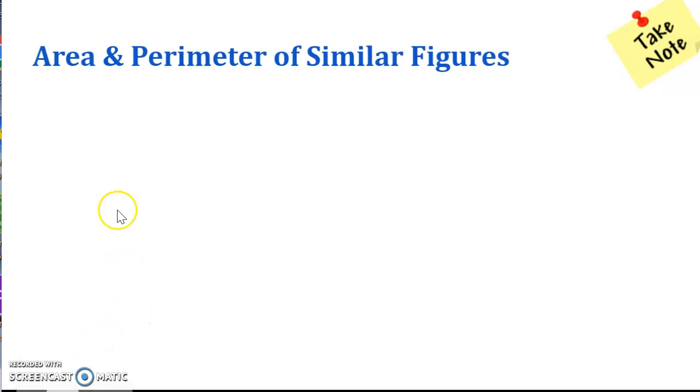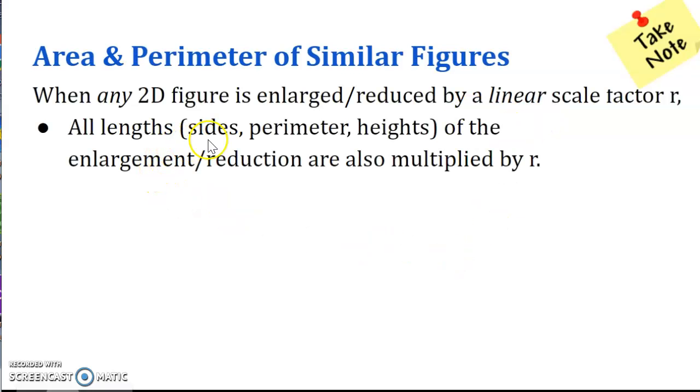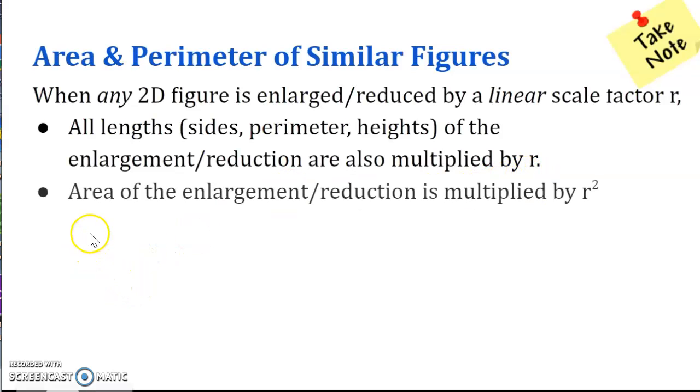So now you're taking some notes on area and perimeter of similar figures. When any 2D figure is enlarged or reduced by a linear scale factor of r, all lengths, or the sides, perimeter, and height of the enlarged or reduced figure are also multiplied by r. But the area of the enlargement or reduction is multiplied by r squared.